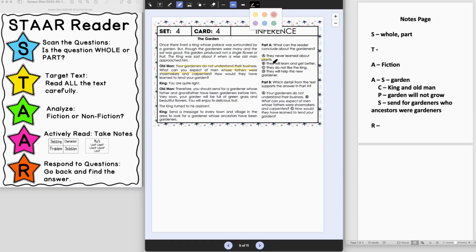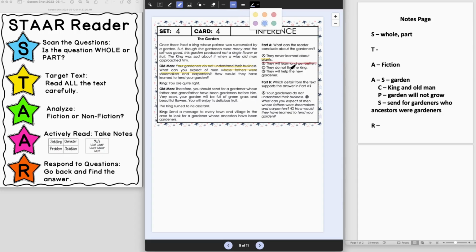Now let's look at B. They will learn and get better. Let's see if it talks about that. Well, it does talk about if you send for a new gardener that has ancestors who were gardeners. So it doesn't actually address anywhere in here that the current gardeners will learn anymore. So that answer is incorrect. We're going to mark it off.